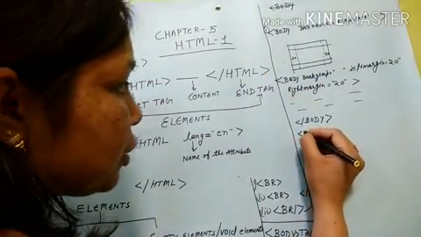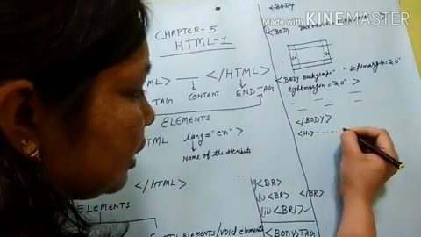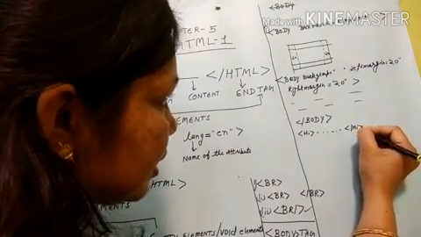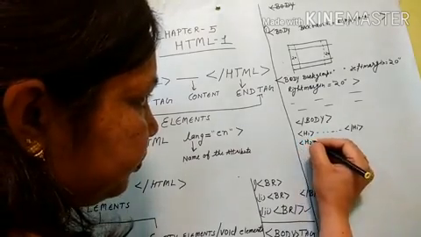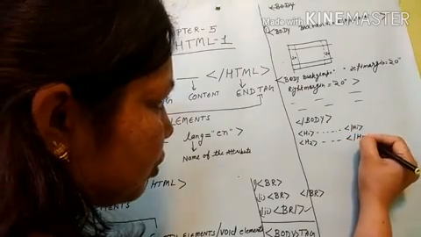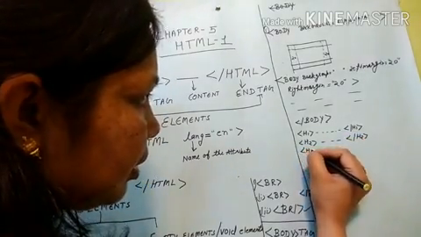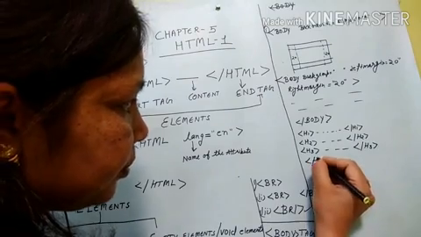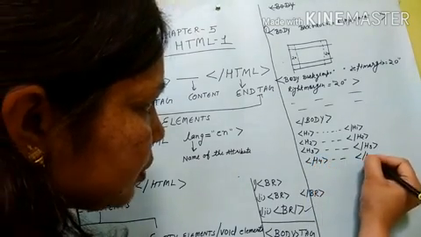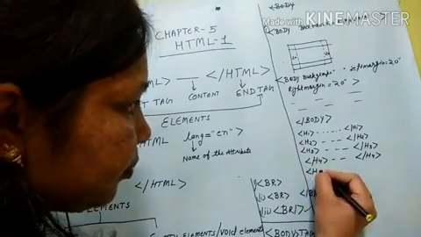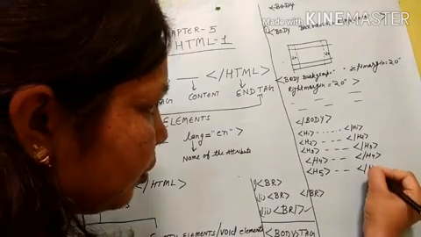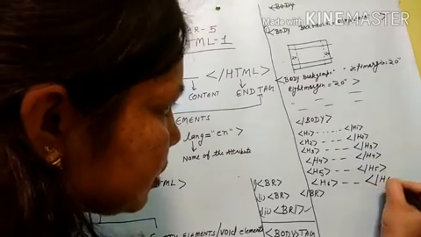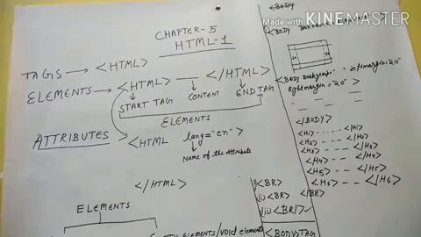The first one is H1. These all heading tags are container elements, so we need to close it this way. H2, H2 closed, H3, H3 closed, H4, H4 closed, H5, H5 closed, H6, H6 closed.